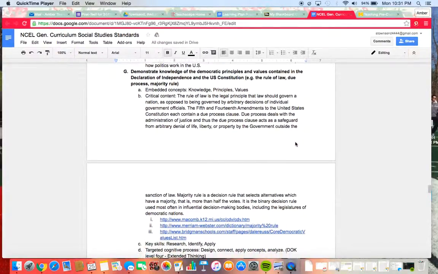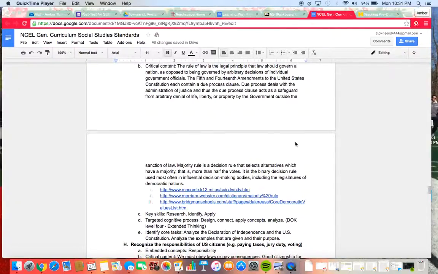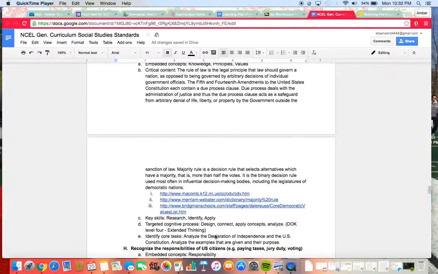The next one is demonstrate knowledge on the democratic principles and values contained in the Declaration of Independence and the U.S. Constitution. And once again, this is a really long one. And the task that I pulled from that was analyze the Declaration of Independence and the U.S. Constitution. So I think in order to really understand this part of the standard, we need to read over the Declaration of Independence and read over the U.S. Constitution and find their purposes.